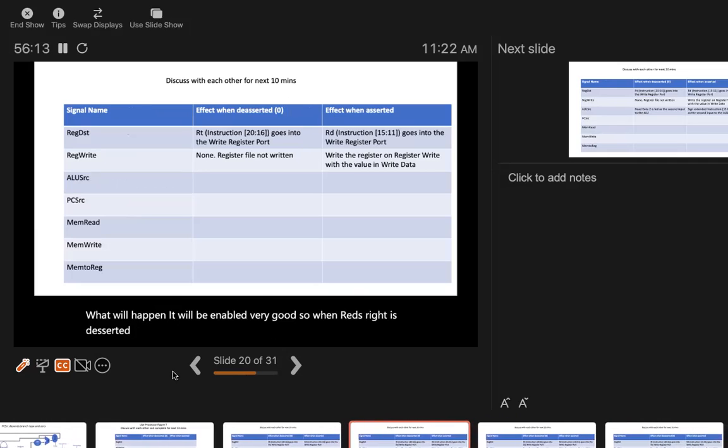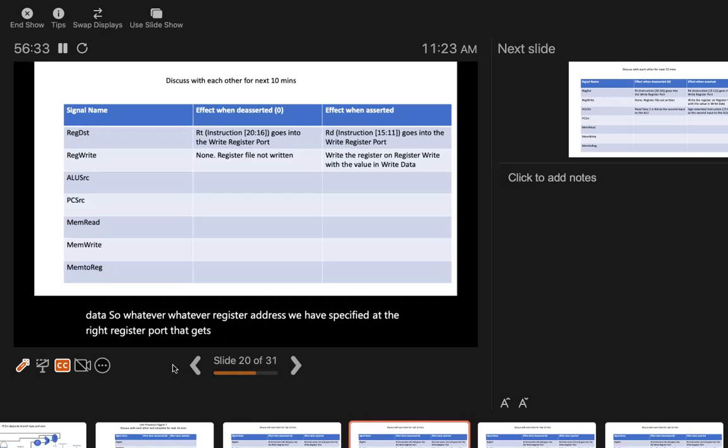But if it is asserted, then we write the register with the value in the write data. So whatever register address we have specified at the write register port gets written by whatever value we have presented at the write data.